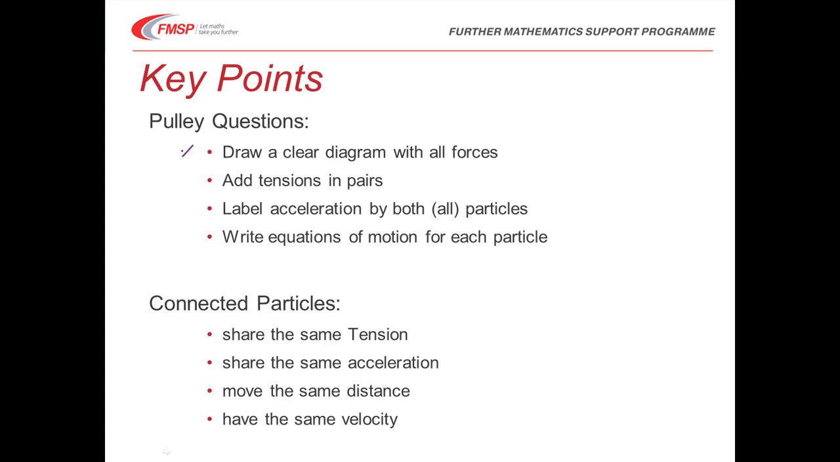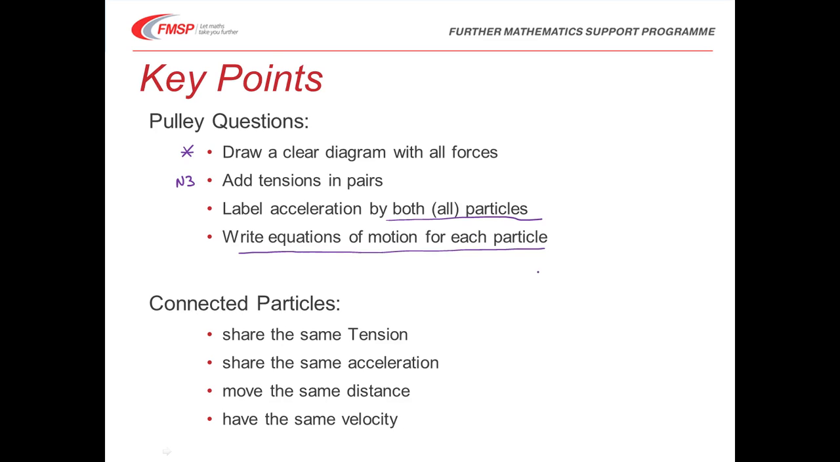First of all, it's very important to do a big clear diagram which shows all the forces. And Newton's third law tells us that if there's one tension acting along a string in one direction, there must be a second tension acting the other way. Always add tensions in pairs. And then label the acceleration by both the particles. Occasionally there's a third particle, so I say all there. And write separate equations of motion for each particle, and typically you're going to write two equations and add them to eliminate tension.